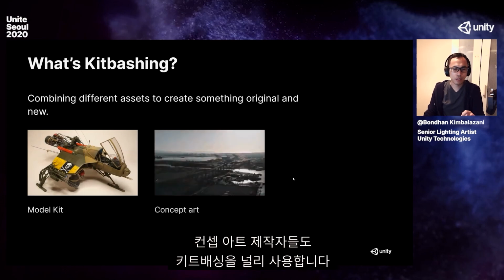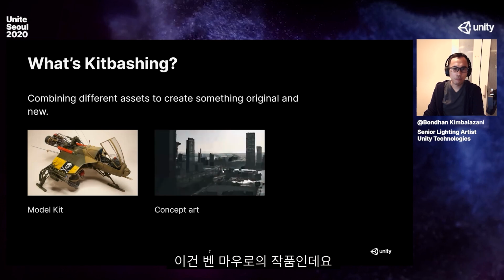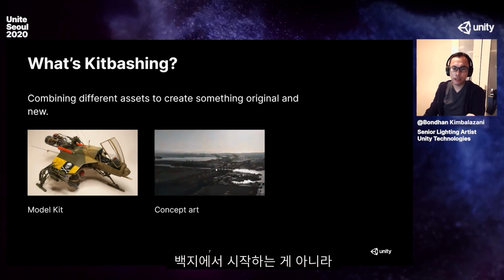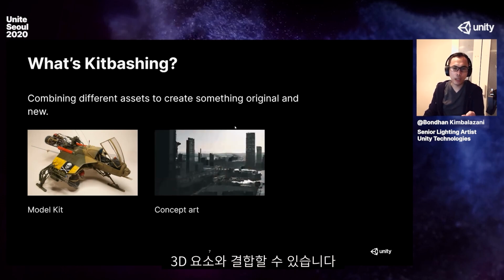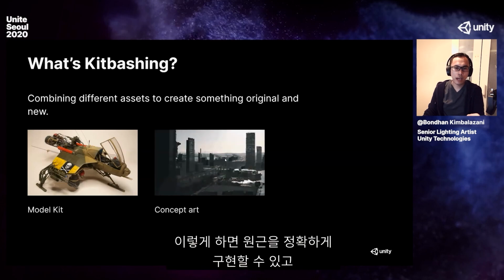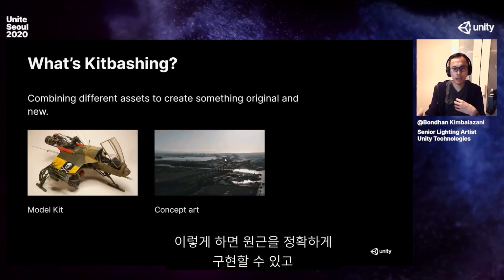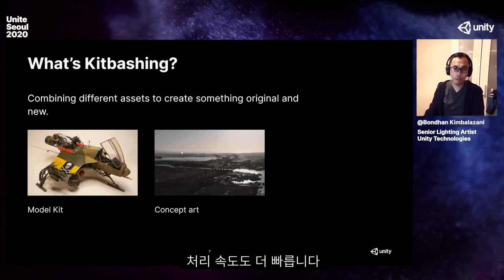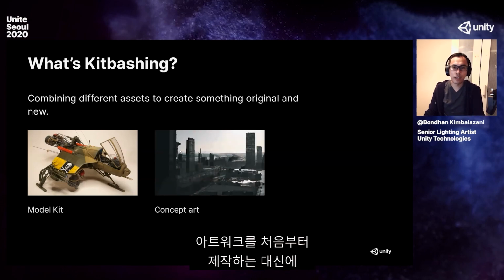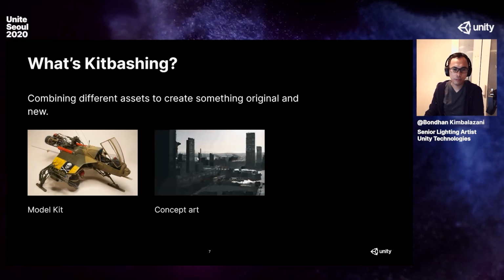It's also popular with concept art people as well. This is from Ben Morrow. Instead of drawing everything from scratch, you can use a 2D photo and then combine it with 3D elements. That way you get the perspective correct, and it's also potentially faster as well. So it's an alternative to having to draw everything from scratch.